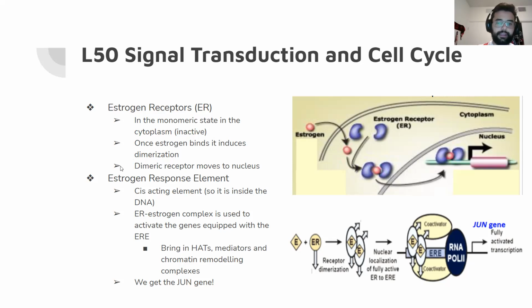We have it in a monomeric state in the cytoplasm, where it's inactivated. But once estrogen binds to it, it induces dimerization, so we get another estrogen receptor to bind with. This dimeric receptor then moves to the nucleus. In the nucleus, we have a cis-acting element called our estrogen response element. Our estrogen receptor and estrogen complex is then used to activate the genes equipped in our estrogen response element. Once our estrogen receptor binds to the estrogen response element, we're going to bring in our HATs, our mediators, and our chromatin remodeling complexes, which is going to allow for the activation and transcription of our Jun gene. Okay, remember Jun gene. This is going to be important.